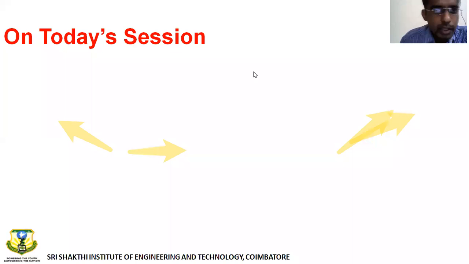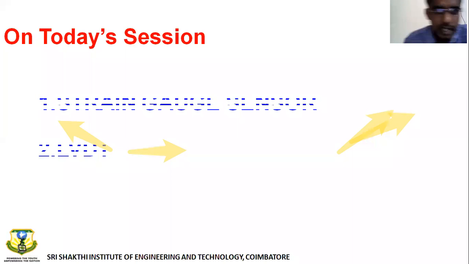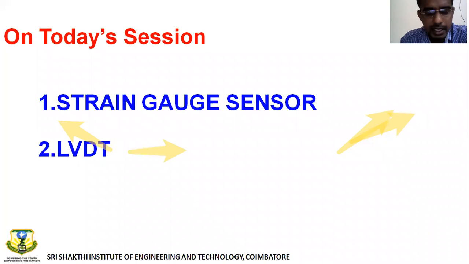Yes. So in today's session, we are going to see two titles. The first one is strain gauge sensor, or strain gauge, and the second one is LVDT. LVDT means linear variable differential transformer. This we are going to see in detail.